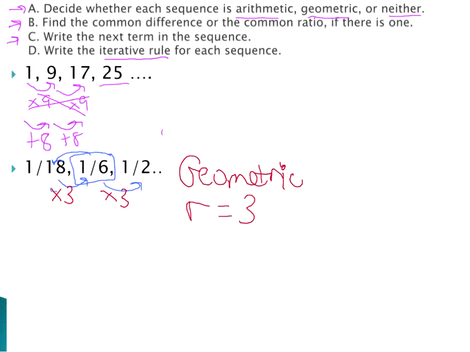And we said find the common difference or common ratio. So the common ratio would be a 3. So difference always goes with arithmetic. Ratio always goes with geometric. Please write the next term in the sequence. So can you guys multiply the 1/2 by 3? And let's get the next term in my sequence.